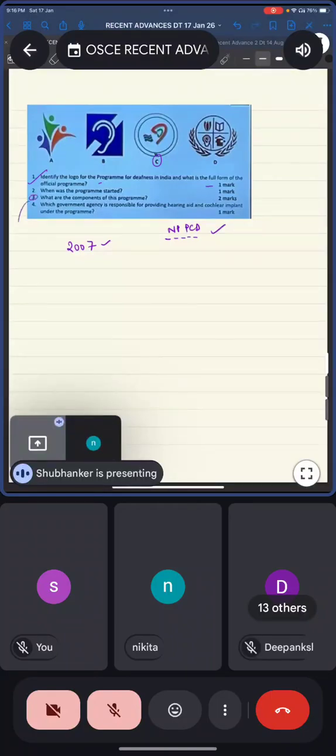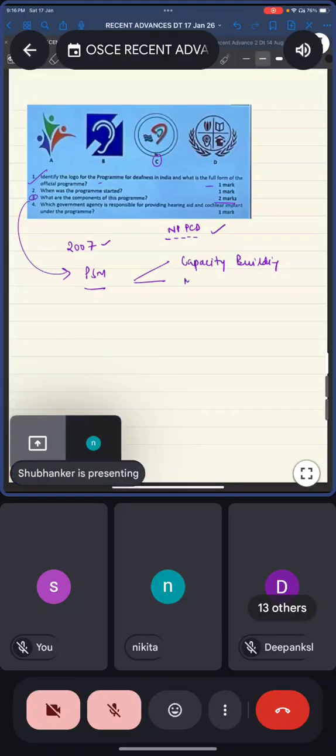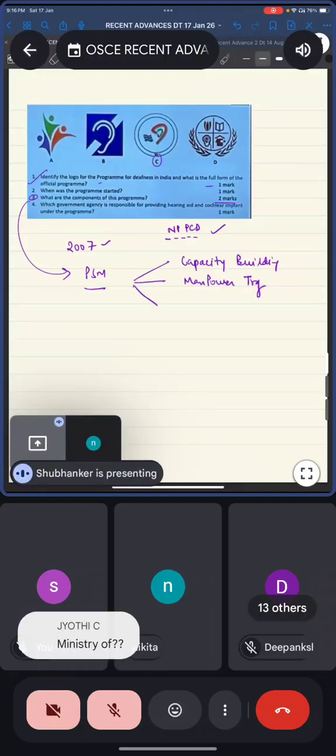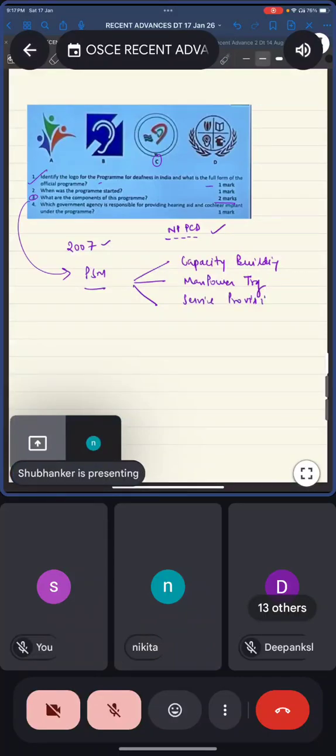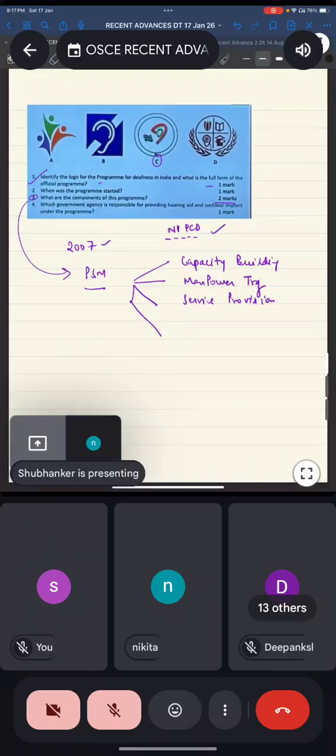Now this third part, the components. This is a PSM question. Okay, this is a PSM question. And what are the components? They are giving 2 marks for this. So have a look once. This is capacity building. No scientific thing in it, but just ratification till you pass your exam. Capacity building. Manpower training. Service provision. Awareness.